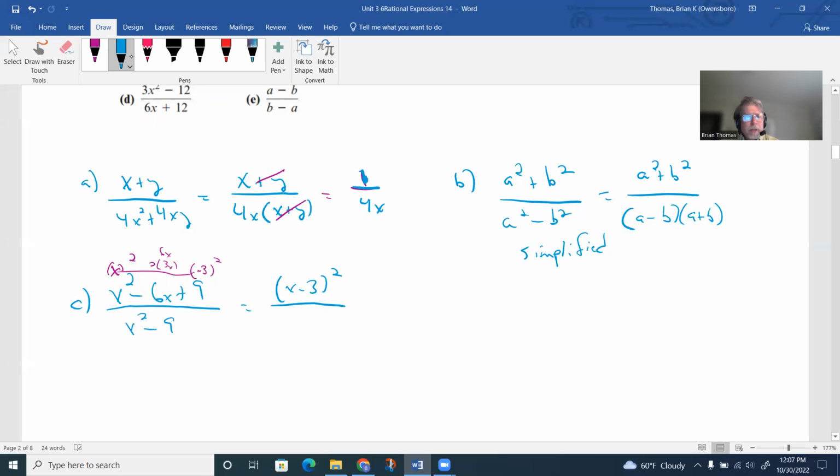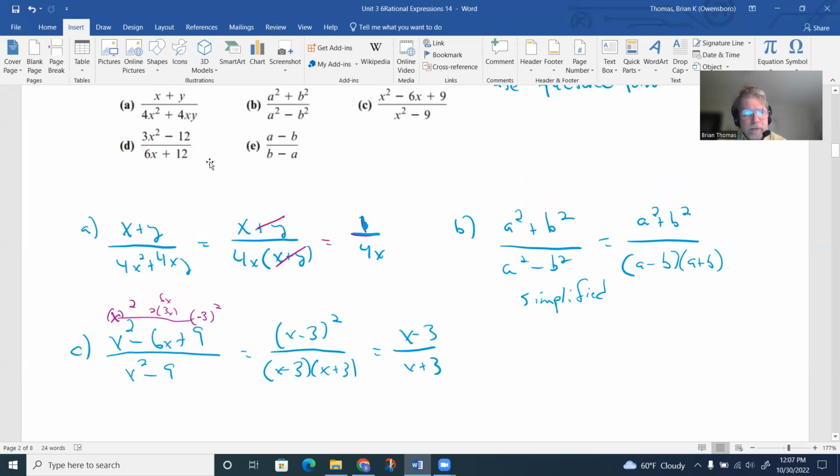The denominator, notice how that is a difference of squares. That's going to be x minus 3 times x plus 3. So notice how there's 2 x minus 3's on the top and there's 1 x minus 3 on the bottom. So I can cancel out one of those x minus 3's. That leaves me an x minus 3 in the numerator. And there's going to be an x plus 3 in the denominator. And that would be considered simplified, since those are not like binomials. Those are not like factors.